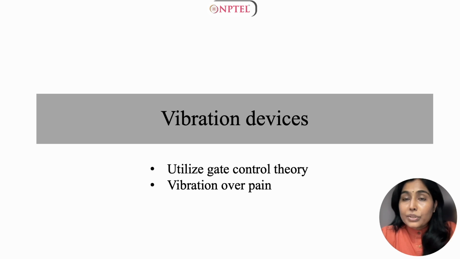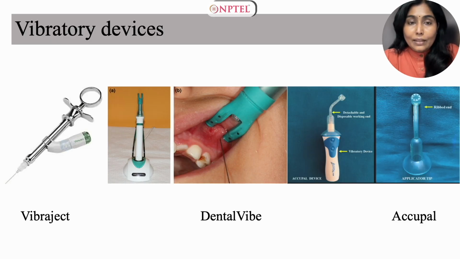Let's now move on to some novel ideas and devices that could aid in pain control. The vibration devices. These devices stimulate the non-painful nerves, especially vibration, to prevent transmission of pain by using the gate control theory. In simple words, these devices distract the brain from painful stimuli. The various devices available in the market include Vibraject, DentalVibe, and Accupal.